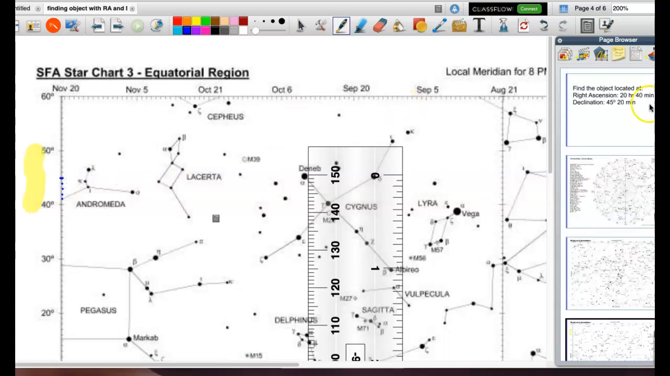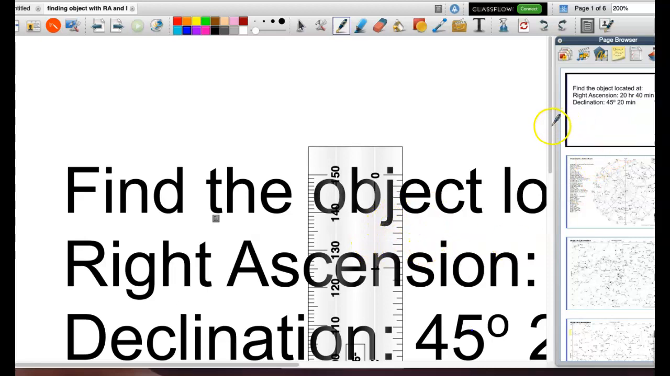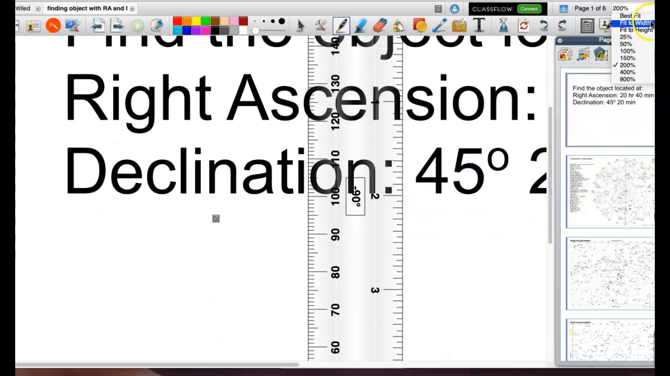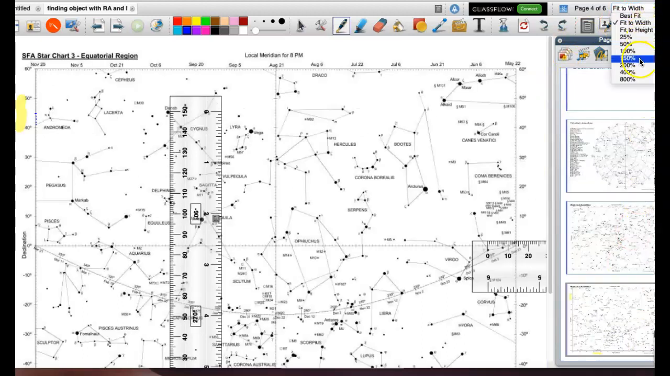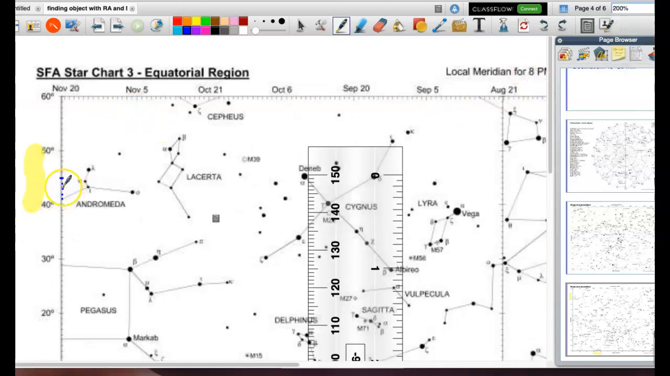But remember, I had 20 minutes in there, right? It's 45 degrees, 20 minutes. So remember, that means each degree is divided into 60 minutes. So if I go back here, zoom back in so we can see it. So the space in between these is divided into 60 minutes. So that means it's partway through here, almost halfway, because 30 minutes would be halfway. So I'm going to put my mark right in there. My mark is so big, that's part of some of the error. But at least I know where to put my ruler now.